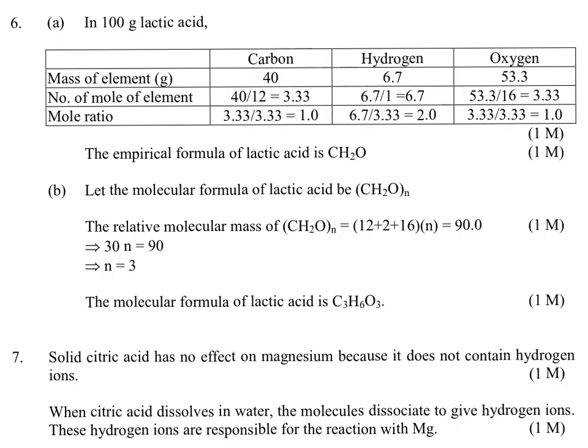Now, as I just mentioned, if the question asks you to find out the empirical formula of a compound, please use this table method, and find out the mass. Although they give you mass percentage, you simply assume it is 100 grams of lactic acid, and then divide by the atomic mass. You will find the moles, and then the mole ratio 1 to 2 to 1, and then the empirical formula should be CH2O.